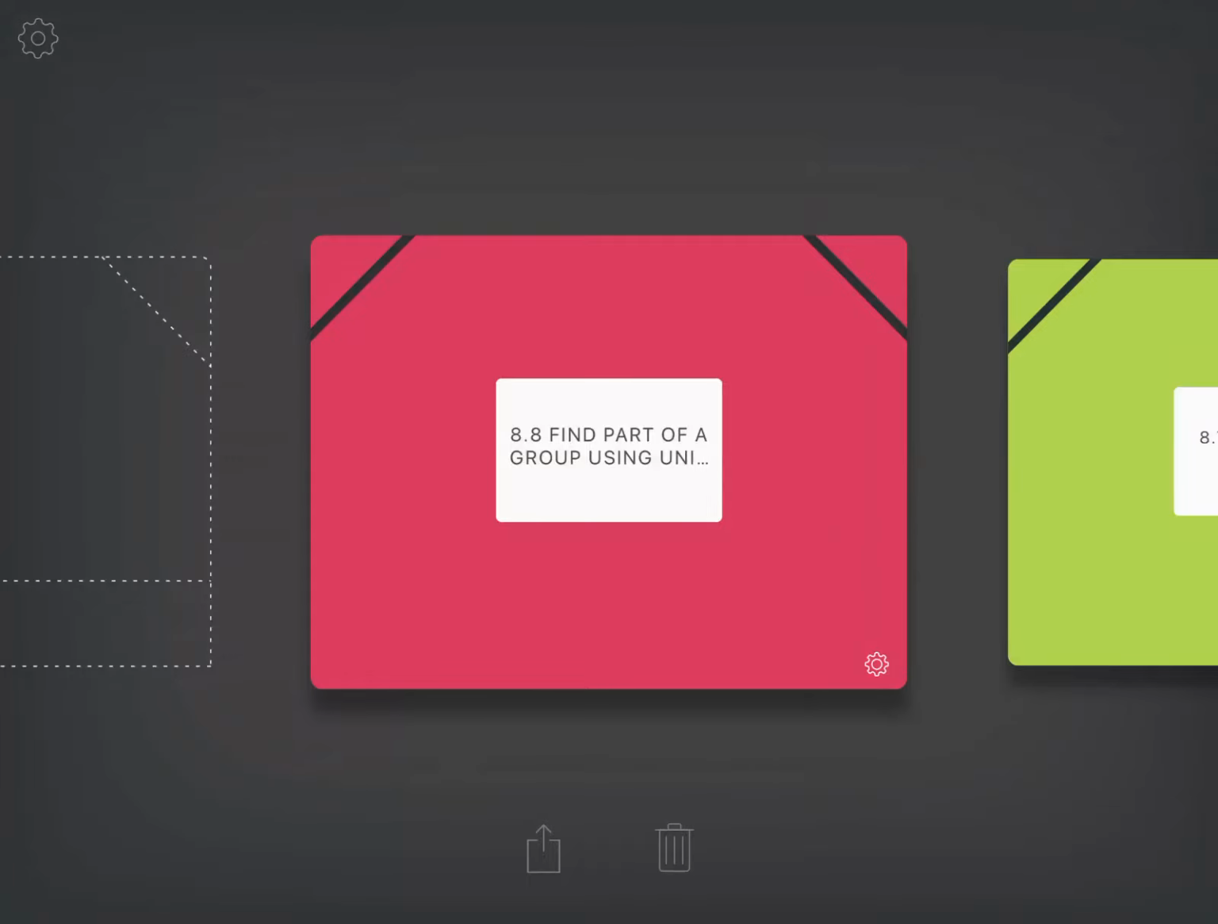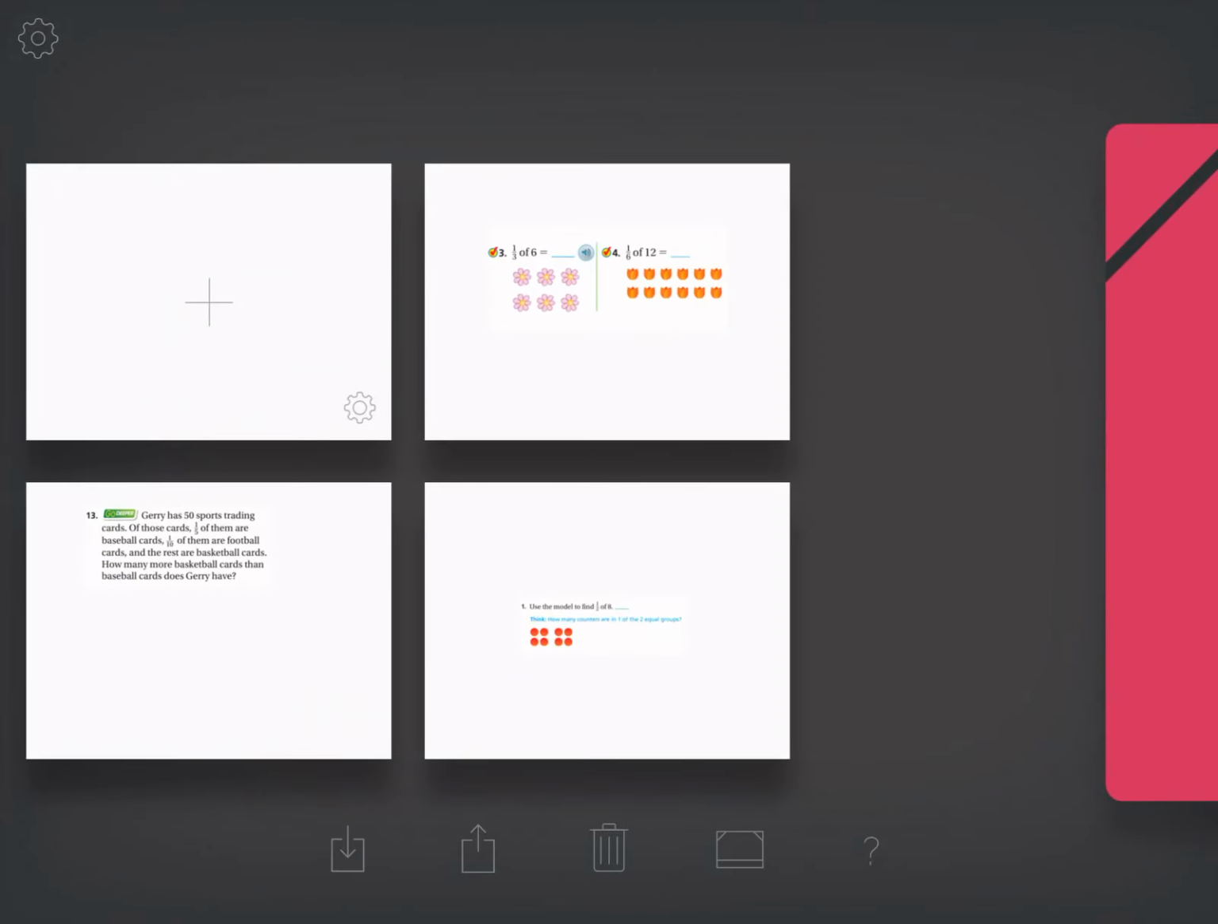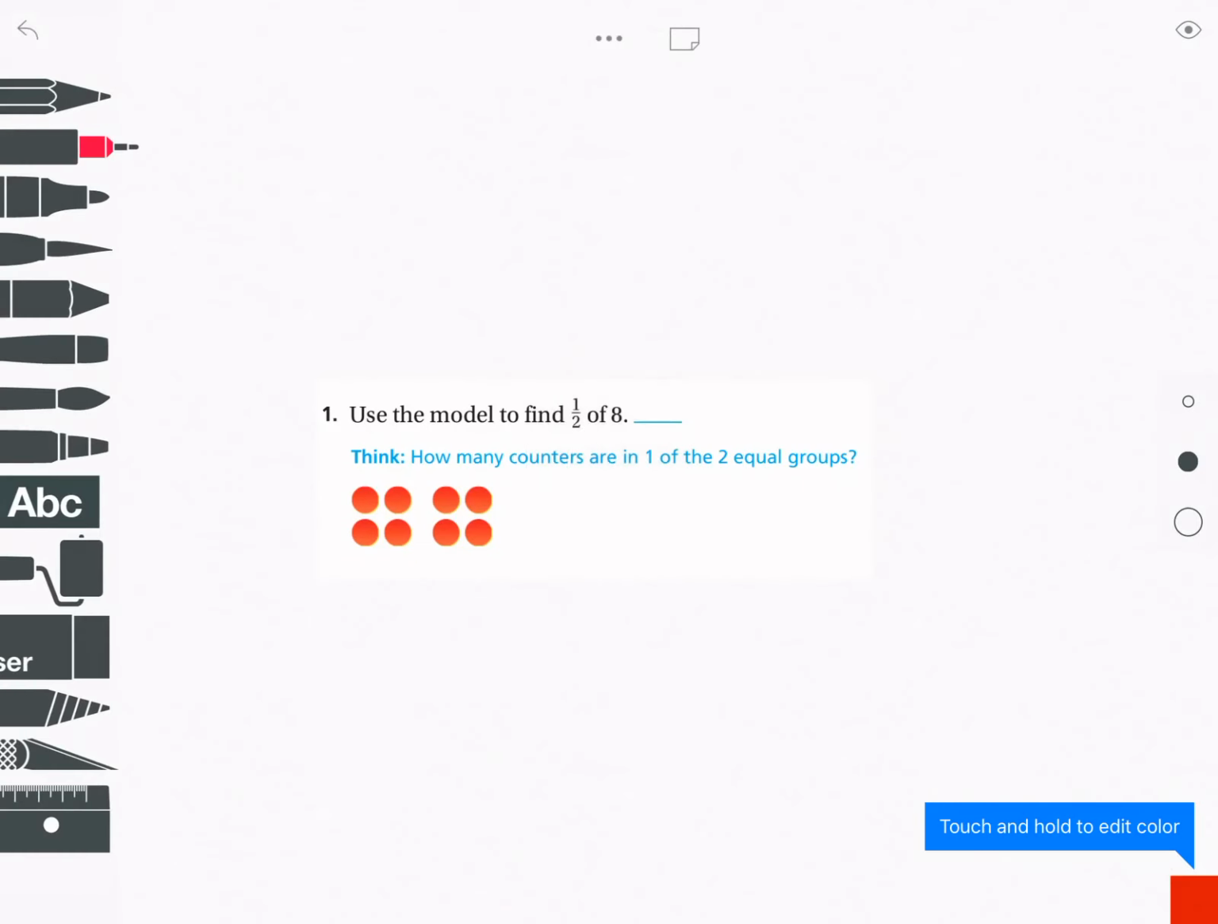Hi guys, we're doing 8.8, which is find a part of a group using a unit fraction. Hopefully you did the interactive student edition already. I just wanted to give you a little bit of extra practice in the video. You are welcome to do this with me, or you can follow along in the video and then go do it on your own, or just go straight to the work if you feel like you have the hang of it. So this is number 1.